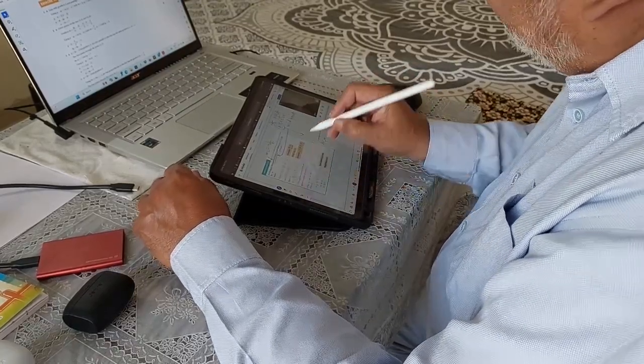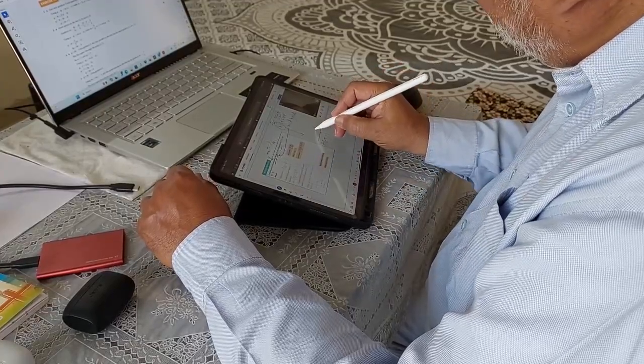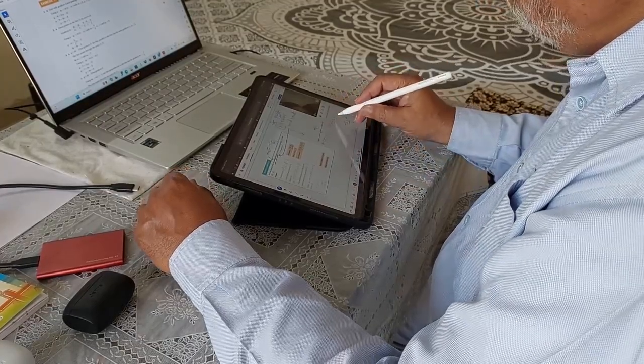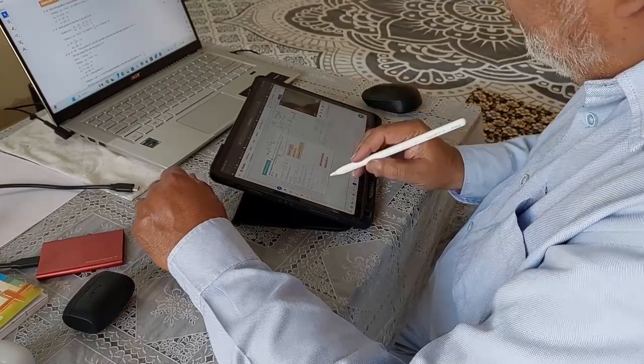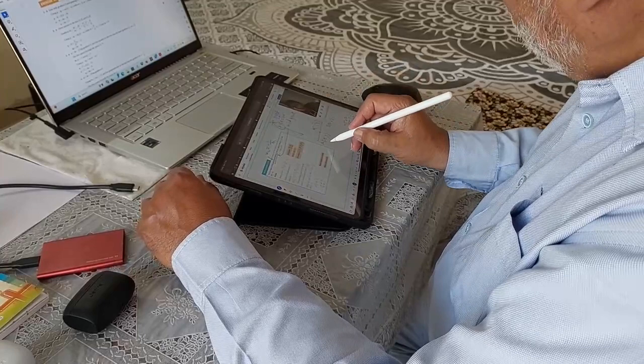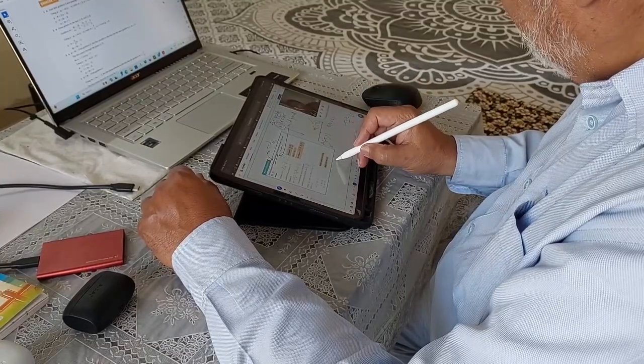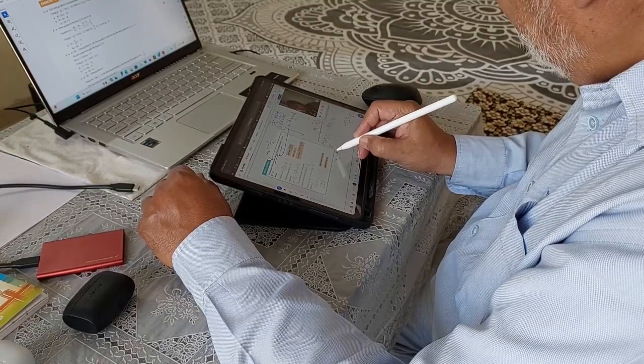And what will be the y coordinate? 1 minus 2, minus 1, divided by 2. So minus 1 by 2. Now we have the midpoint. What is the gradient of AB? M1. Gradient of AB.